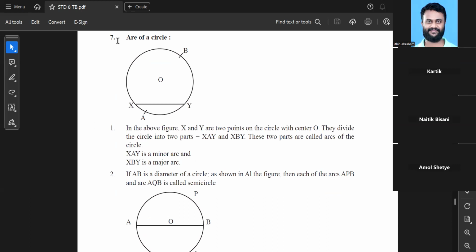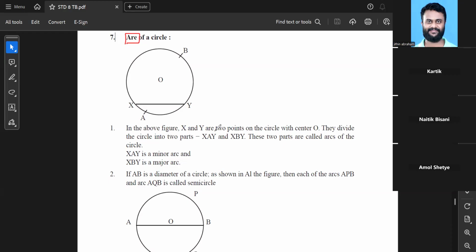Now, next point. Arc of the circle. ARC. Arc of the circle. Now, what is an arc? I'll just read out the point so that it will be easier for you to understand what is an arc.